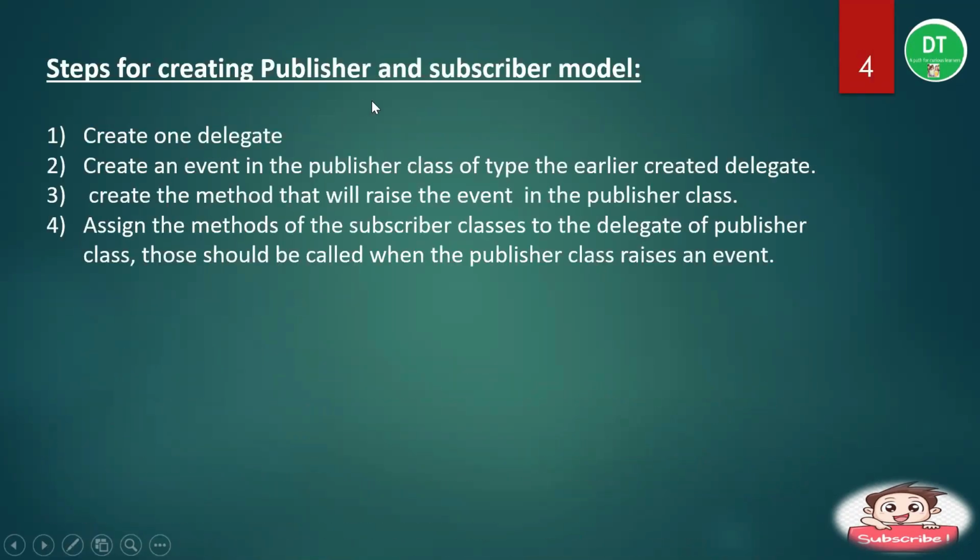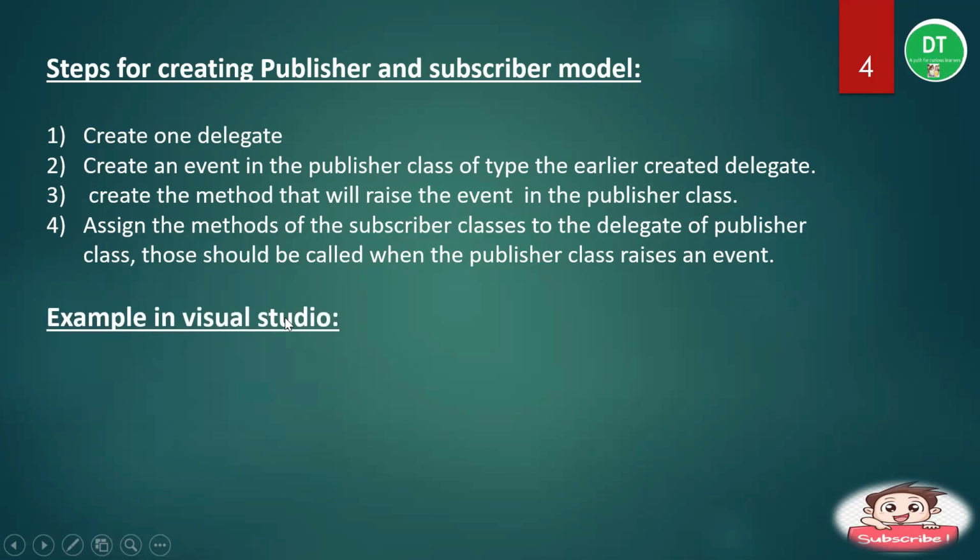Steps for creating the publisher and subscriber model. So there are some steps for creating it. First, we need to create one delegate and then create an event in the publisher class of the type of the earlier created delegate. Create the method that will raise the event in the publisher class. Assign the method of the subscriber class to the delegate of the publisher class. Those should be called when the publisher class raises an event.